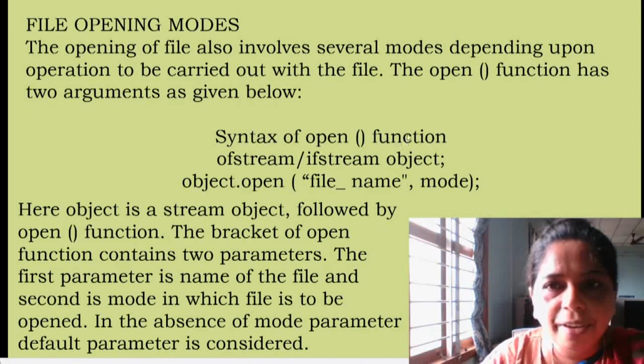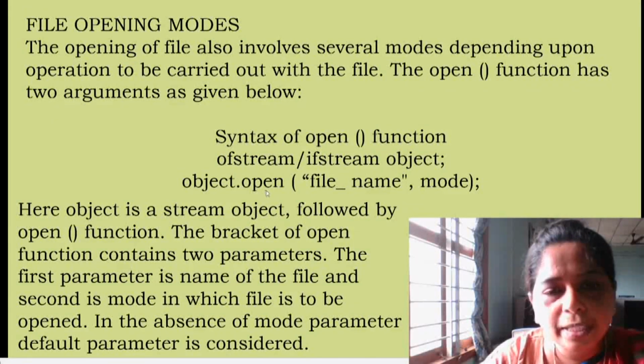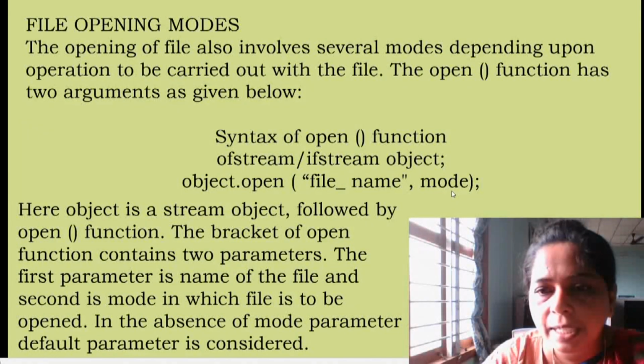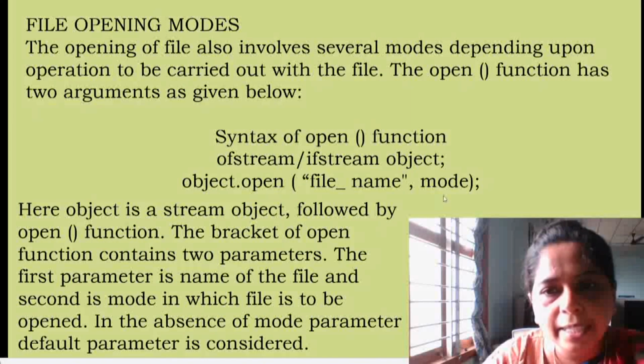When we are opening a file using the open() function, the general syntax is ofstream or ifstream. We have to specify the object, then object.open(). In the brackets, we have to specify the file name inside double quotes, separated by a comma, we have to specify the mode. So we are having two parameters inside the brackets. First one is the file name and second one is the mode. In the absence of the mode parameter, the compiler will apply the default parameter.